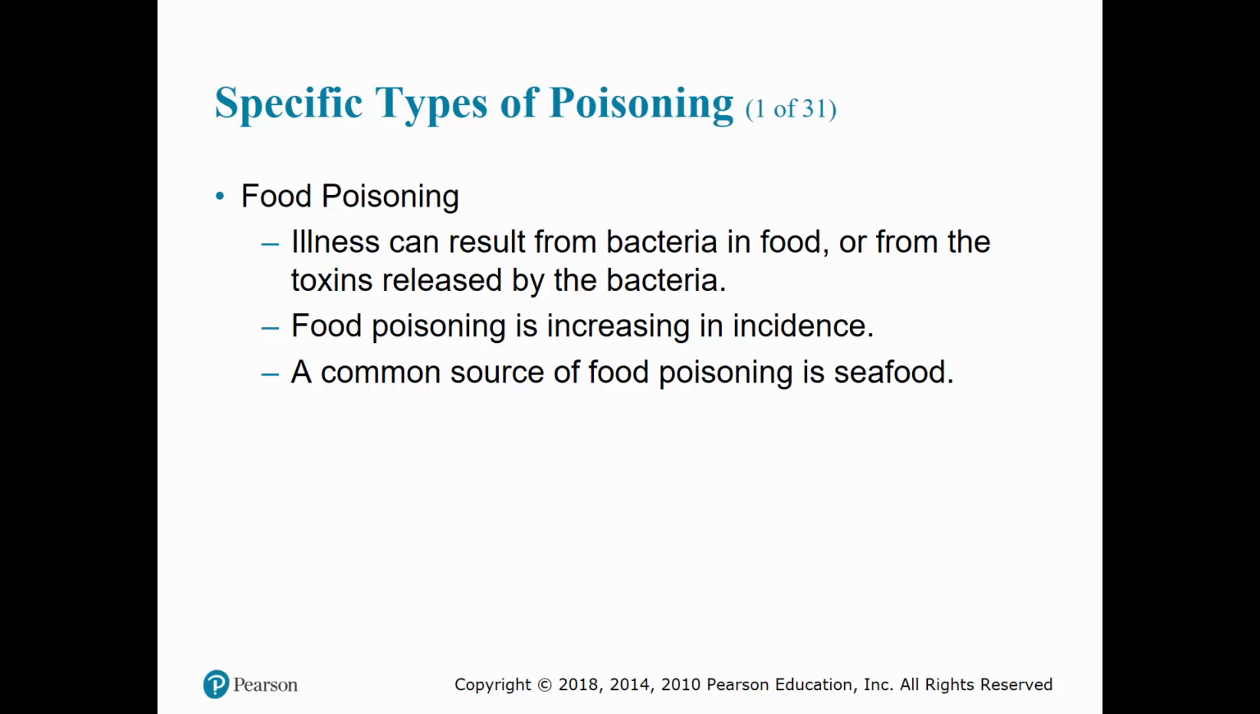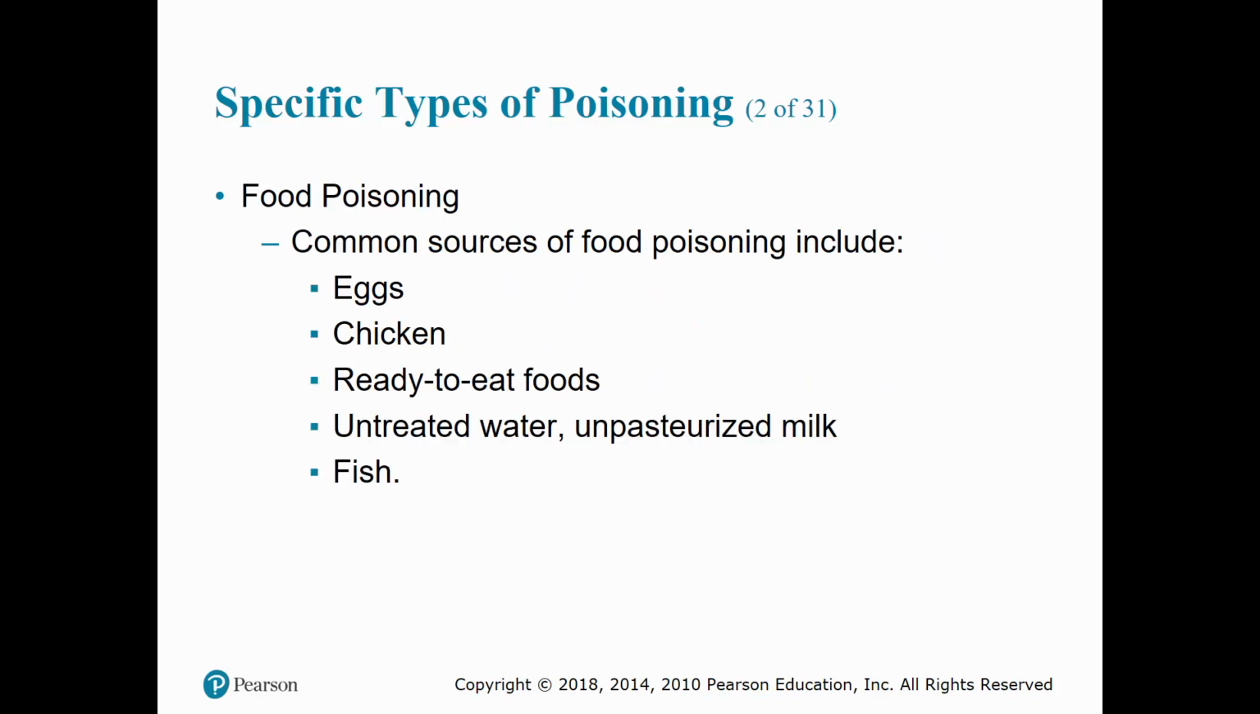Food poisoning is caused by some type of bacterium pathogen within the body or within food, which then once eaten causes toxins to be released. Food poisoning is increasing in incidence because of food not being prepared and cooked properly. One of the most common sources includes seafood, eggs, ready-to-eat foods, so your microwavable foods.